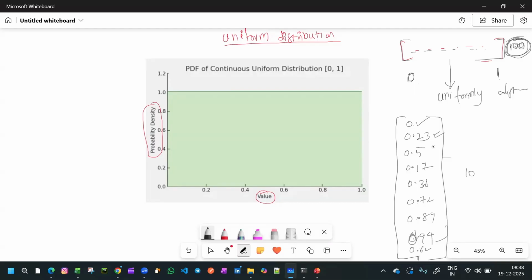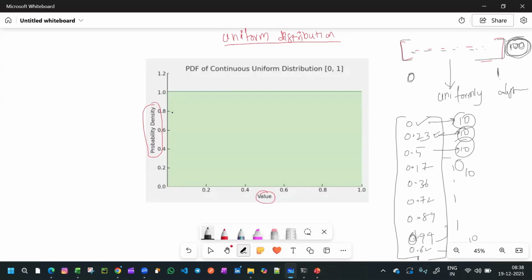Each and every value should have the same number of repetitions. So 0 should be repeated 10 times, this value should be repeated 10 times, and all these 10 times. Each and every value should be repeated 10 times and be present in this list exactly the same number of times.